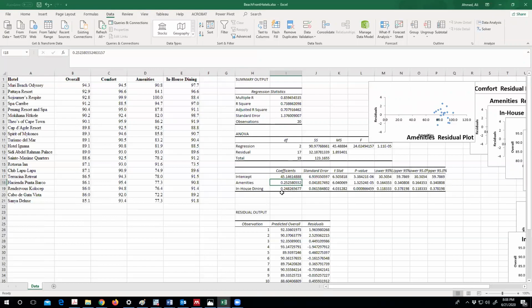So when we are changing 1 unit of this variable, our dependent variable will be changed by 0.252580. So that's how we interpret. It will increase by this amount. If we increase 1 unit of this, our overall score will increase by 0.25 while keeping in-house dining constant, or while not changing the in-house dining at all. So yeah, that's how you usually interpret.